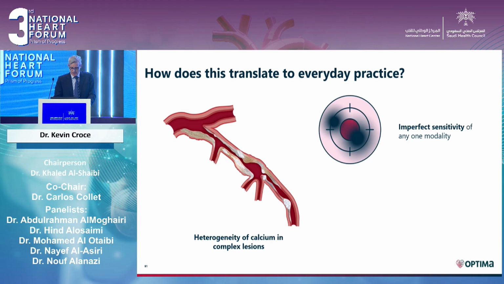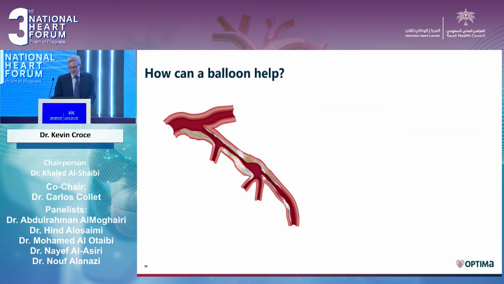And so how does this translate into everyday practice? As discussed earlier, calcium is heterogeneous. We have eccentric and concentric, and they potentially need different modalities and different tools to assess whether or not it's time to stent. And there's really imperfect sensitivity of any one modality, OCT, IVUS, or balloon expansion. And so we want to use these tools together as adjuncts to be able to see whether or not it's time to stent the vessel.